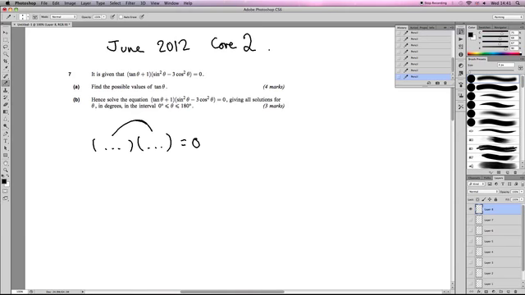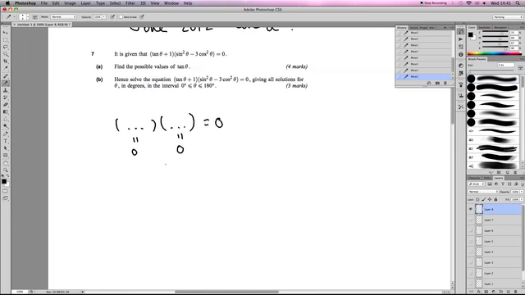When you've got two brackets equal to 0, one of the brackets could equal 0, and likewise the other bracket could also equal 0. So there's two solutions for this equation up here. That is when the first bracket, tan theta plus 1, is equal to 0, and likewise where sine squared minus 3 cos squared is equal to 0.